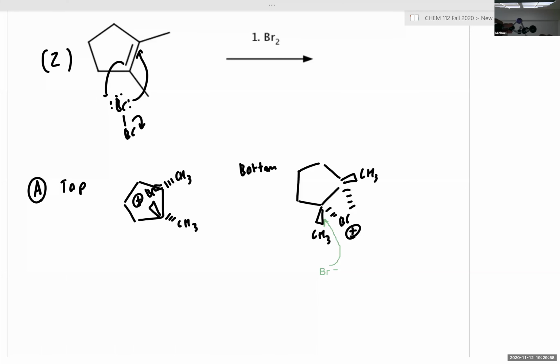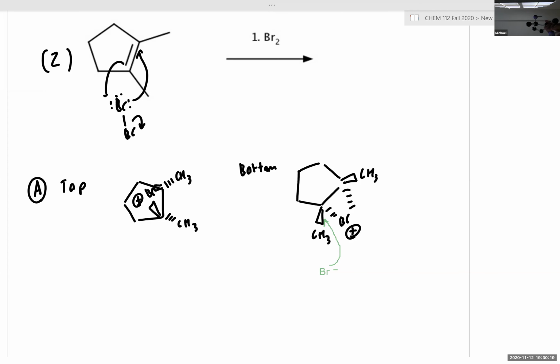Can I get some feedback in the chat? Okay, so we're going to attack opposite to our bromonium ion. Both the carbons are equally substituted, and we open up our bromonium ion.